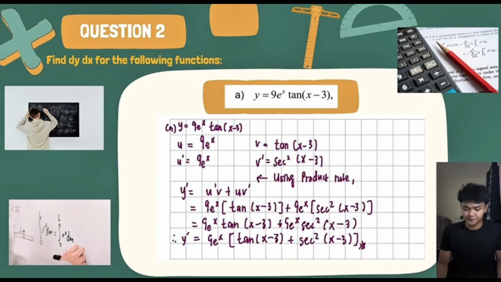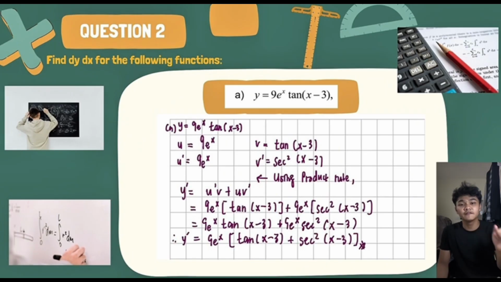For question number 2, find dy/dx for the following functions. Question A: y equals 9e^x times (x minus 3). So what we do, first of all, we use the product rule. So u equals 9e^x, and u prime is 9e^x. For the v, (x minus 3), and for the v prime, sec squared (x minus 3).